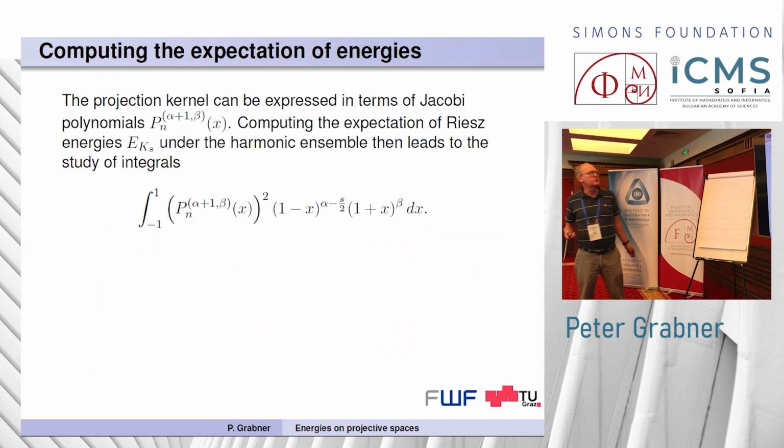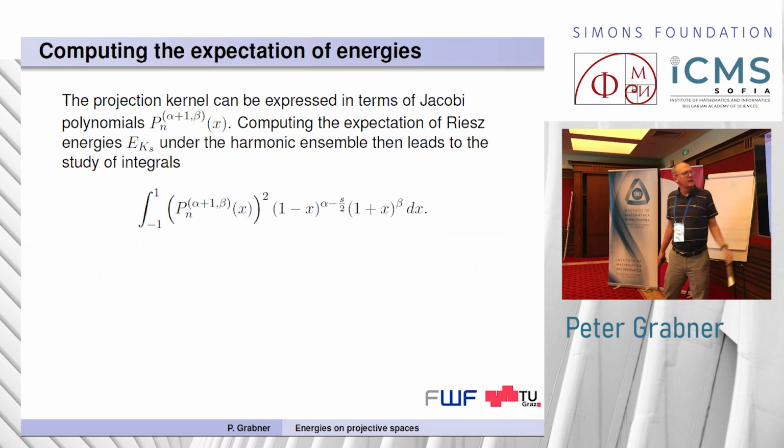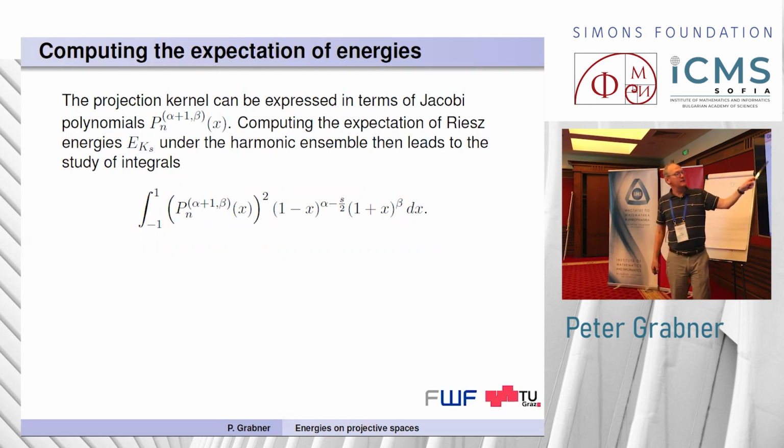So just to show you what the quantities are that have to be computed. The projection kernel actually can be expressed in terms of the Jacobi polynomial, but the one index is going up by 1 because of the summation. And if one wants to compute the Riesz energies, or the expectation of the Riesz energies, one ends up with an integral of this form here, which has a Jacobi polynomial squared, but you see the Jacobi parameters don't fit. So this is alpha plus 1, and here we have alpha minus s over 2. This minus s over 2 comes from the fact that we are integrating against the energy, which would just be 1 minus x to the negative power s over 2.